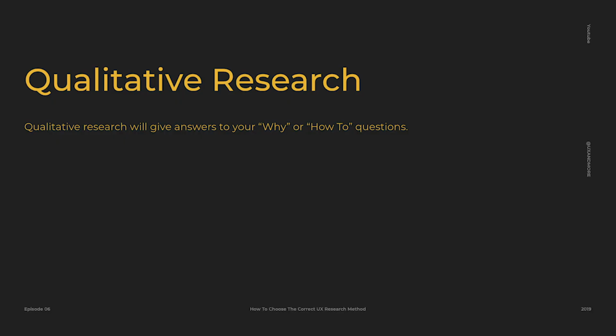Now, once we have considered these 4 factors before starting our research, let's explore the various categories of UX research methods. The first type of UX research method is qualitative research. Qualitative research helps you provide answers to why and how to solve a problem. It's a cost-effective method as compared to other research methods, and it can be performed anytime during the design process.